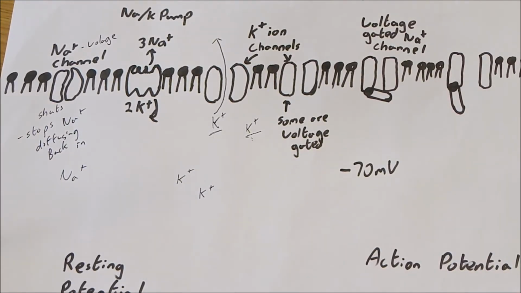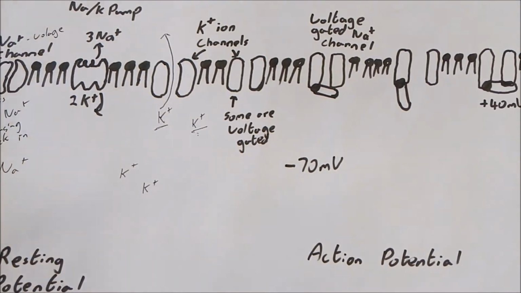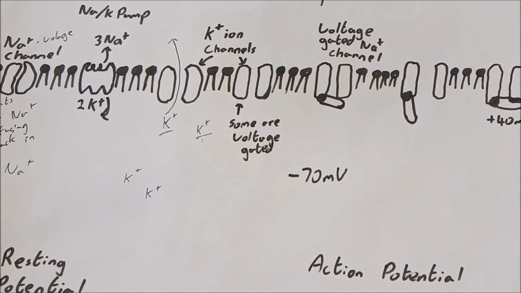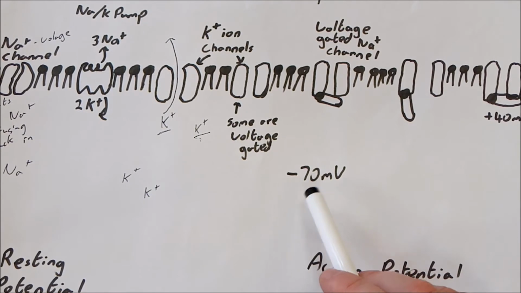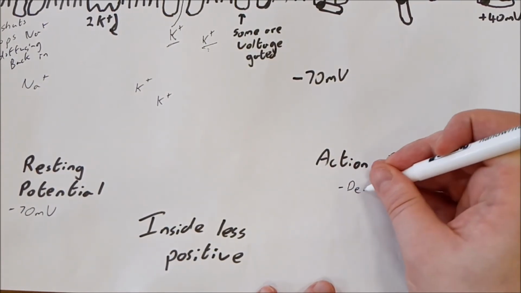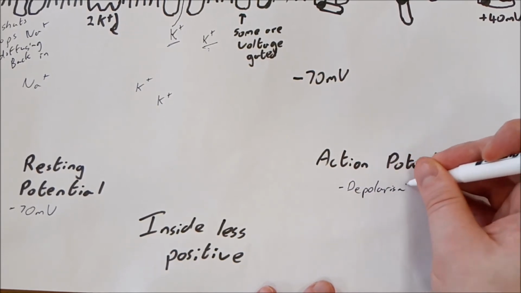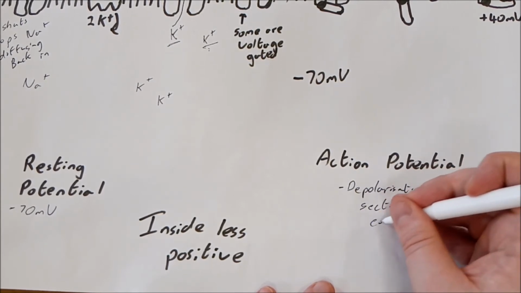So after our maintenance of that resting potential, we can start to look at action potentials. Action potentials all involve voltage-gated sodium ion channels and the fact that we're going to go from minus 70 millivolts all the way up to plus 40 millivolts. So it's an action potential. That is a depolarization of a particular section of the cell membrane.